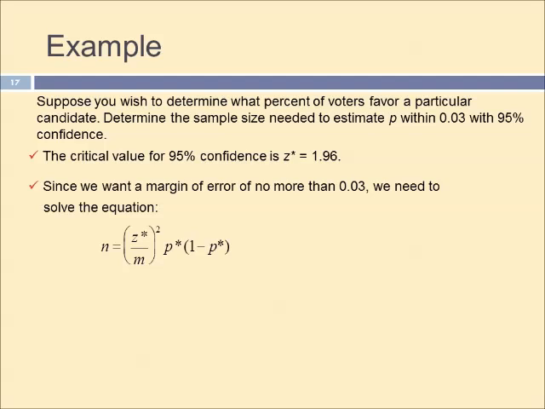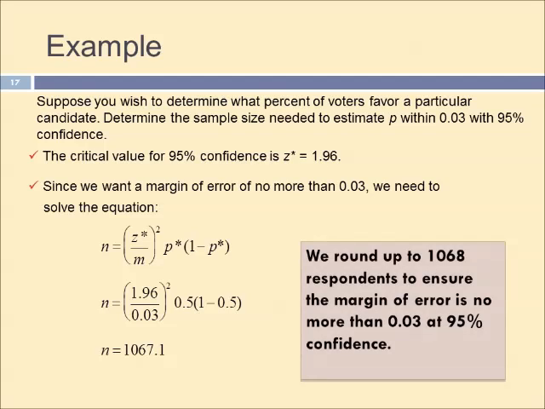Where p star here is our best guess for the sample proportion. Keep in mind, we can always use 0.5 if we don't know. And that's what we'll do in this case. So the sample size we need is z star, 1.96, over our margin of error, 0.03, squared, times 0.5 times 1 minus 0.5. In this case, we get 1067.1, and we round up to 1068 to ensure the margin of error is no more than 0.03 at this.